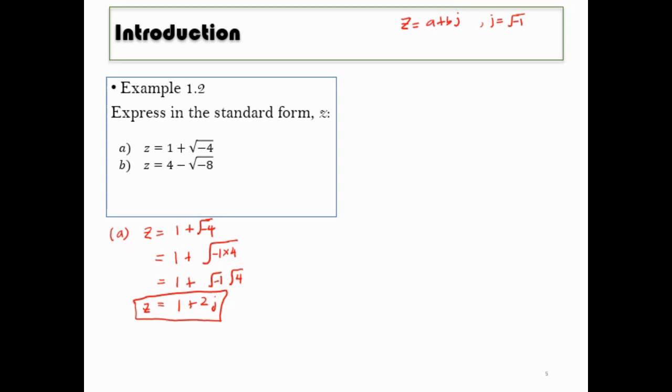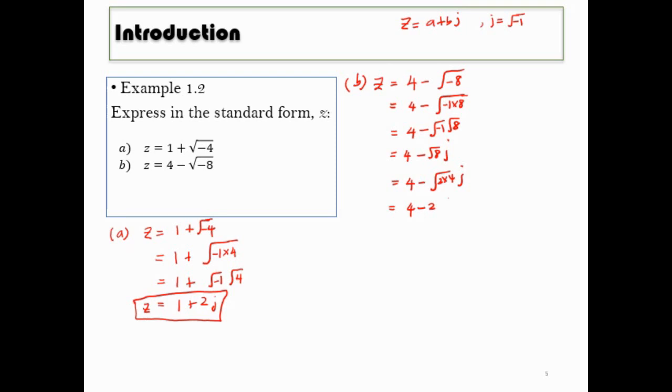Okay. Next, B. The same thing, your objective is to make the -1 appear so that you can substitute it with j. So here, -8 divided by -1 is 8. So you can write 4 minus square root of -1 times square root of 8. So the answer is 4 minus square root of 8 j. You can just leave it like that, or because 8 can be divided by 4, it is 2 times 4, so 4 minus 2 square root of 2 j. That will be your final answer.